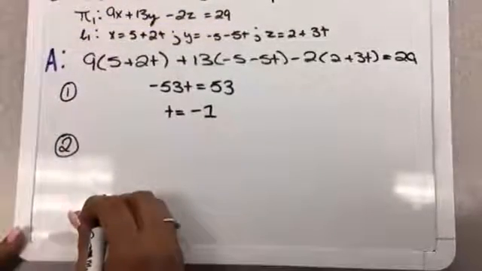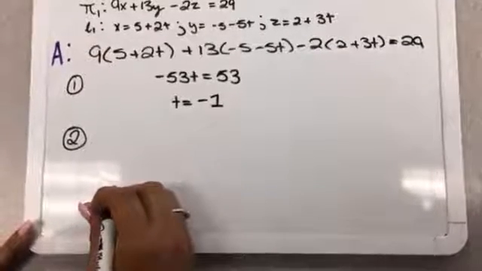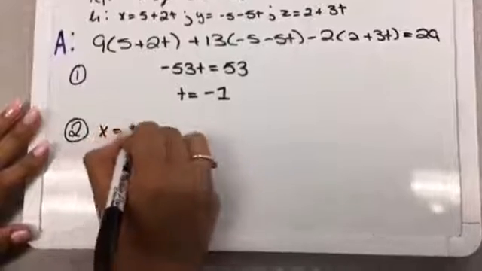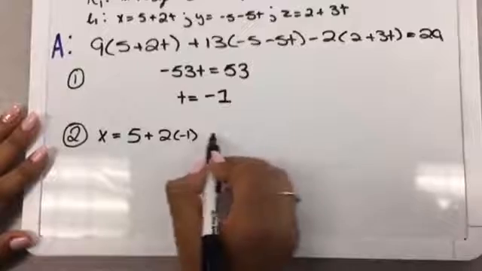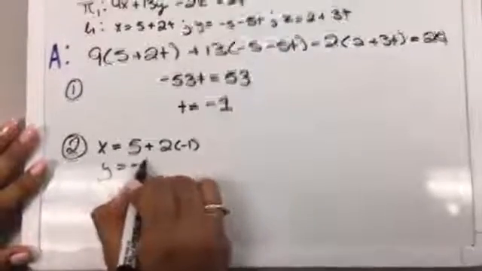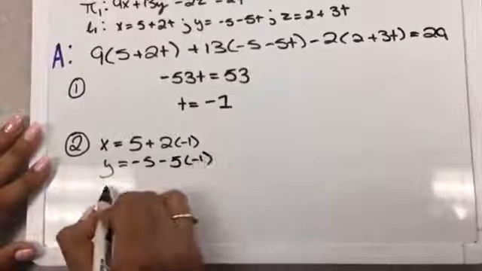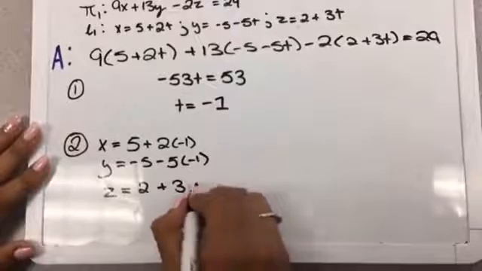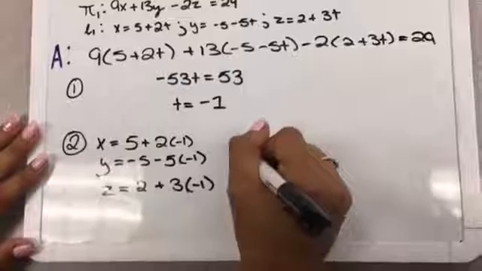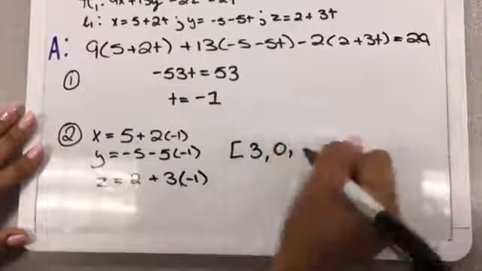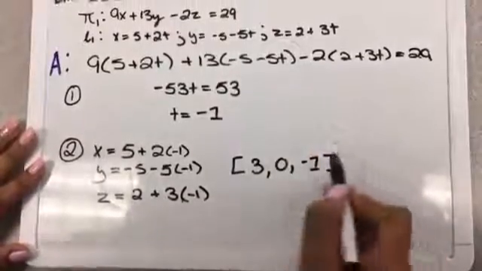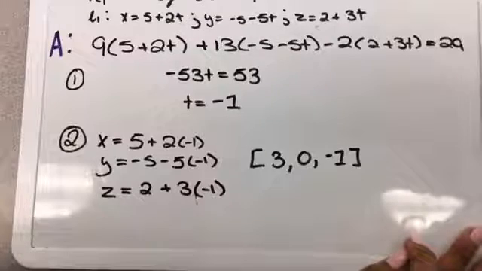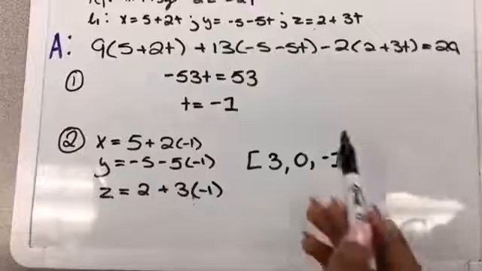Okay, so that was step 1. Now step 2, we need to find the coordinates of that intersection of the plane. So all we have to do is sub the t value that we have found back into the line equation, which is the parametric equations. So we're going to get x equals 5 plus 2 times negative 1. Y is going to equal negative 5 minus 5 times negative 1. And then z is going to equal 2 plus 3t, and that's going to be negative 1. And our coordinates are going to be 3, 0, and negative 1. So this is our one intersection. Now since we only had one t value, that means that there is only one intersection between the line and the plane. So that makes sense. That's why we only get one set of coordinates of the intersection.